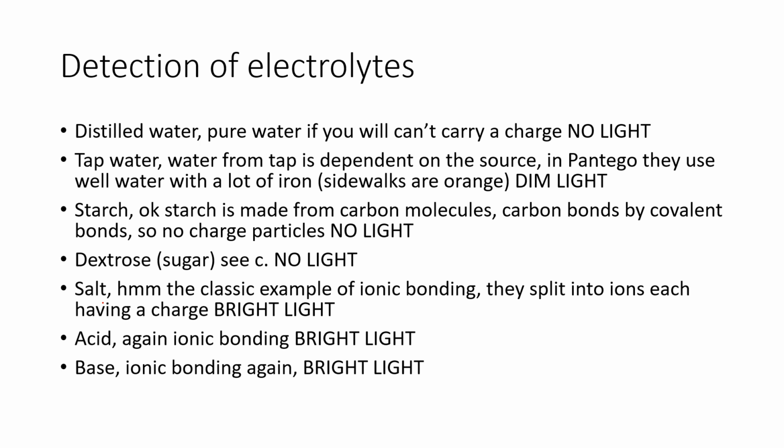Salt is sodium chloride. Sodium forms a positive ion, chlorine forms a negative ion. When you mix those two things in water, they float around as free ions, and so you get bright light out of those. Because remember, ions have an electrical charge. Electrical charge means can conduct electricity. Acids. We'll take hydrochloric acid as an example. When you put hydrochloric acid in water, it separates into a hydrogen ion, which is positive, and a chlorine ion, which is negative. So again, bright light. Bases. I'll use sodium hydroxide as an example. Again, a sodium ion is a positive ion, a hydroxide ion is a negative ion, so when they separate, once again, you get a nice bright light out of that.